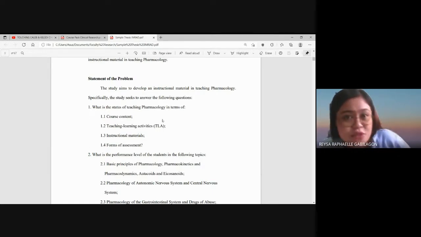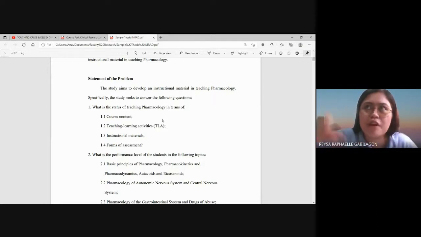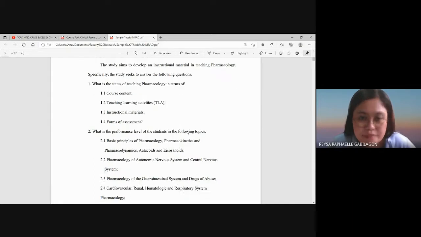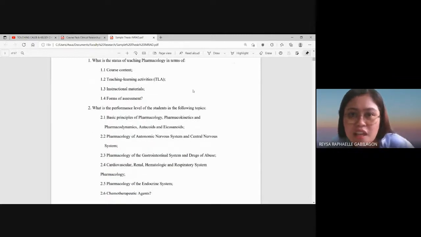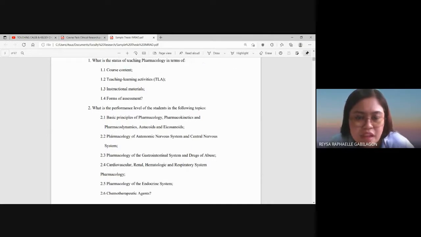Siyempre, my aim is to develop an instructional material sa pag-teach ng pharmacology. And in order for me to develop this instructional material, gihati-hati na ko ang problem. So ito na, I have lots of questions here like what is the status of teaching pharmacology in terms of the following? Kasi I need this one. I need to establish this one para makagawa ako ng instructional material.